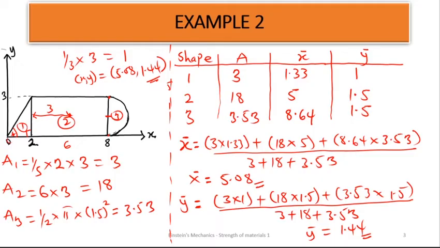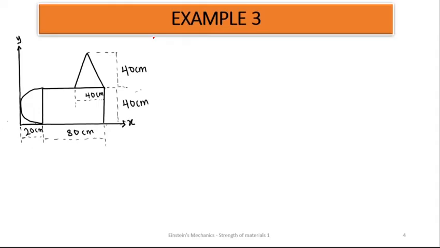All right, so let's look at the last example. So we have this figure. You can pause the video and try your hand on it. So I will call this figure 1, and I'll call the rectangle as my figure 2. So this is figure 2 and this as figure 3. So the same approach, you have to get your table, my shape 1, 2, and 3. The area, the individual X bar and Y bar.